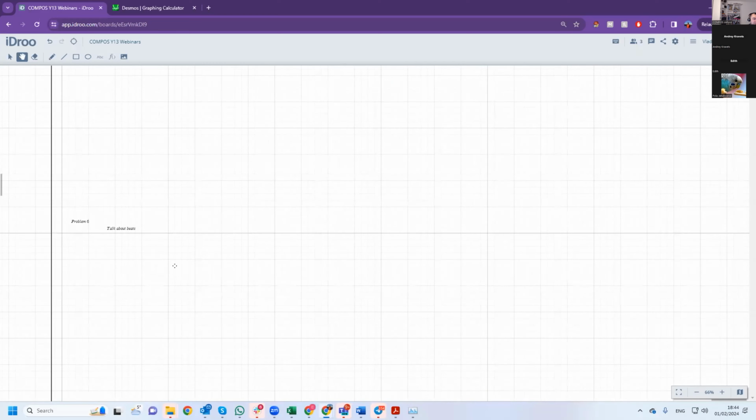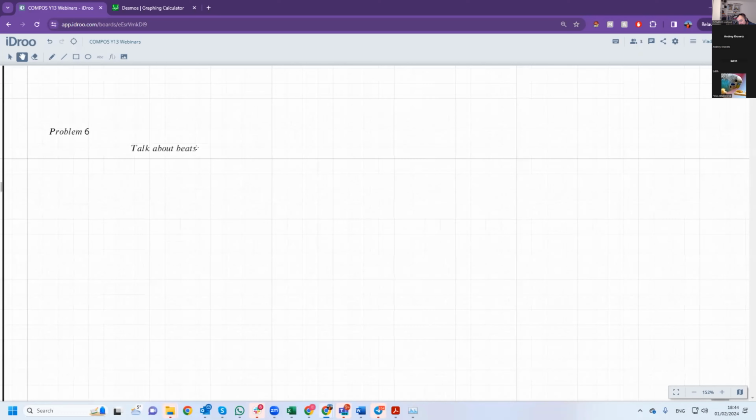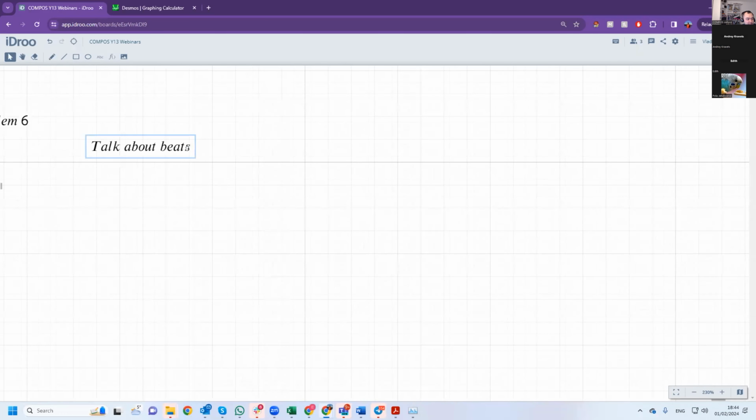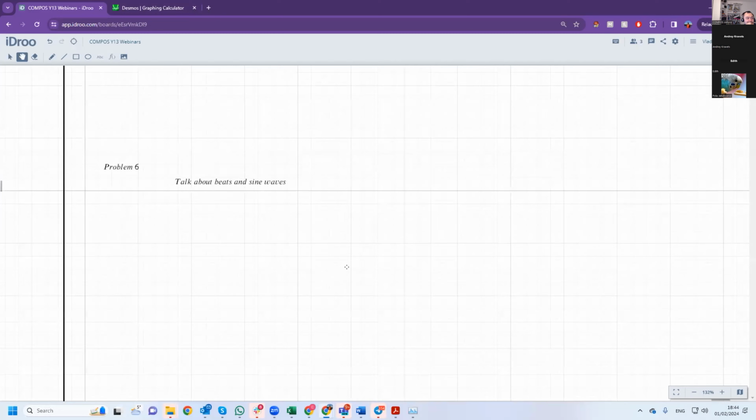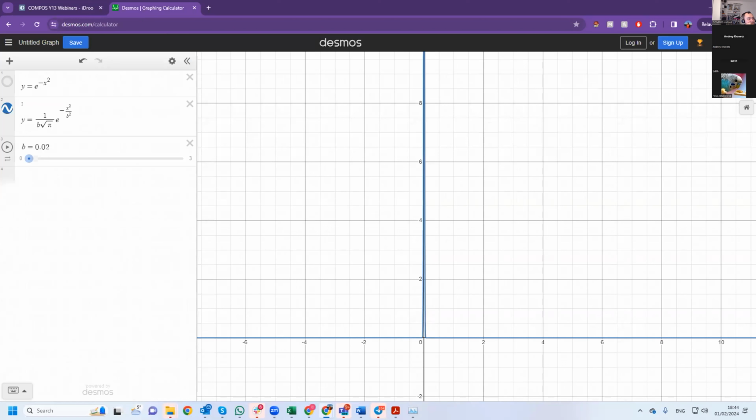The last thing I want to talk about today is beats. Beats and sine waves. To do this, I will ask my friend Desmos to help. I'm just going to remind you of superposition of waves.